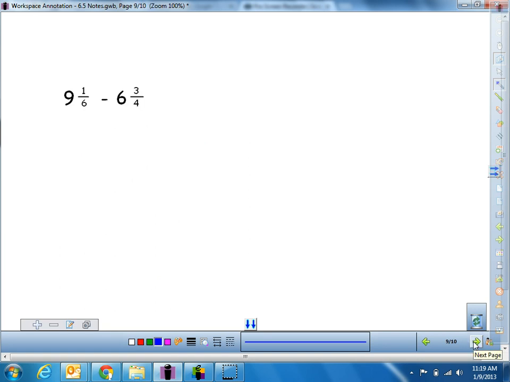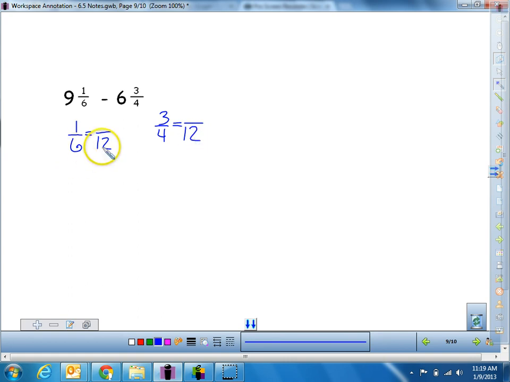How about here? I have 1/6 and 3/4. Remember, the first thing I need to do is find a common denominator. So instead of leaving it as 1/6, I need to convert these. What's my least common multiple for 6 and 4? I hope you realize that it's 12. So I'm going to change 1/6 into something over 12. And then I'm going to take 3/4 and change that into something over 12. And then I'll have my common denominator.